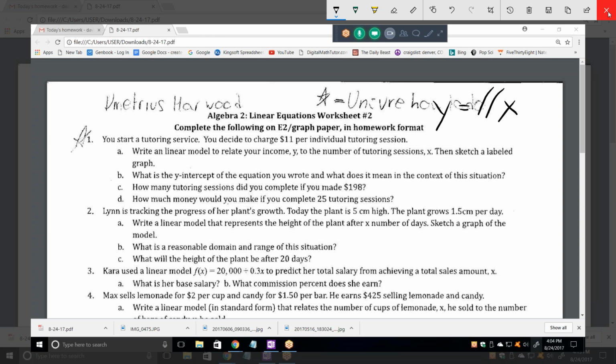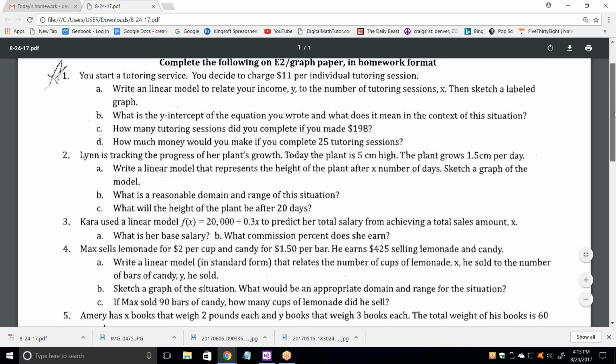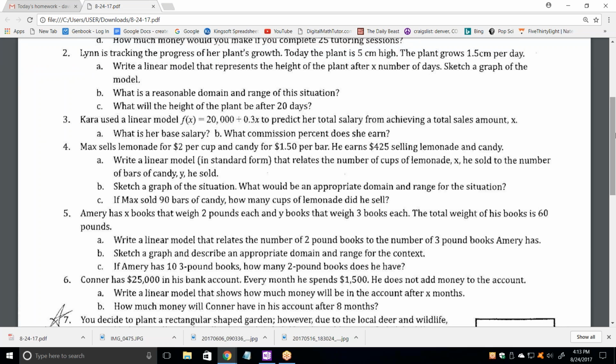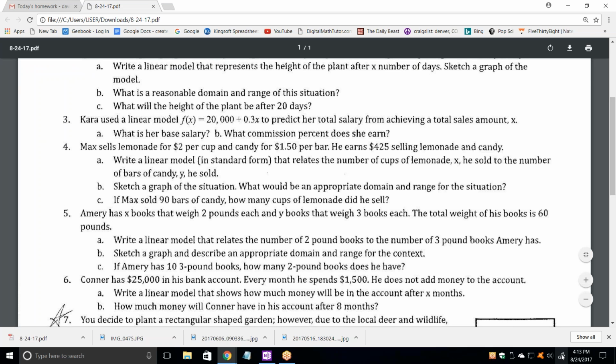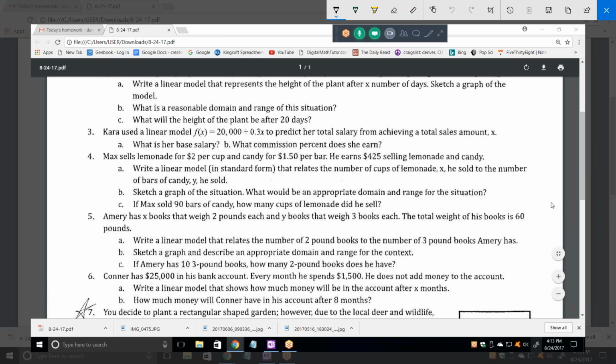Notice that all of these are going to be linear. Linear meaning that you're going to be able to write it in the form y equals mx plus b. It's a linear function. If you graph it, it'll be a straight line. That's what linear means. Okay?